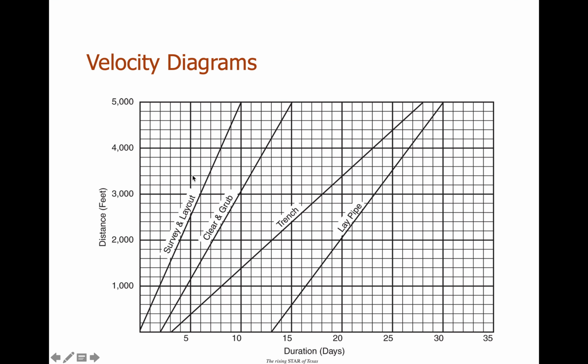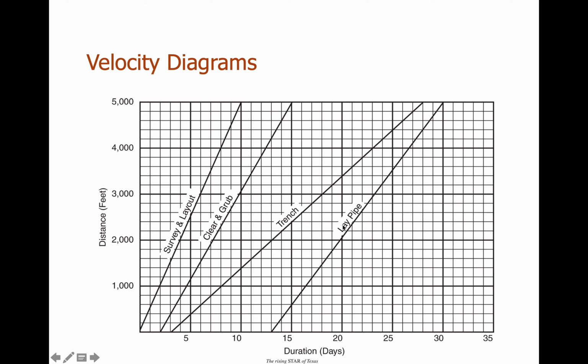So here's the velocity diagram with trench and lay pipe added as we're discussing. Now let's talk about how we got here again to clarify. So as we said, survey and layout is already here, and trench is the slower production rate, and lay pipe is the faster production rate. And we had this issue of when does lay pipe start such that it never overcomes trench.